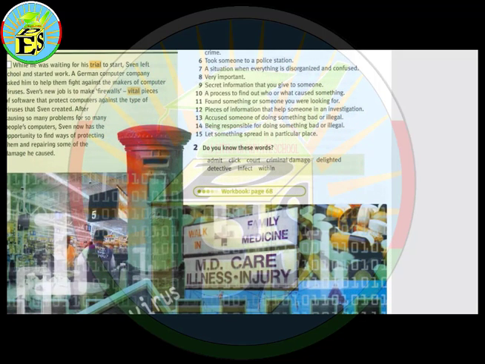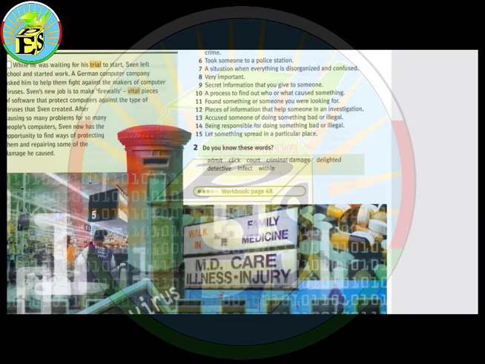A second chance. While he was waiting for his trial to start, Sven left school and started work. A German computer company asked him to help them fight against the makers of computer viruses. Sven's new job is to make firewalls, vital pieces of software that protect computers against the type of viruses that Sven created. After causing so many problems for so many people's computers, Sven now has the opportunity to find ways of protecting them and repairing some of the damage he caused.